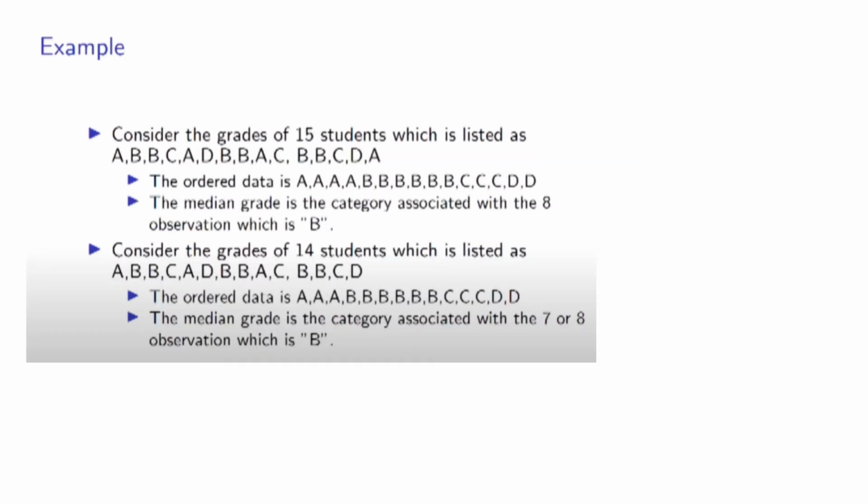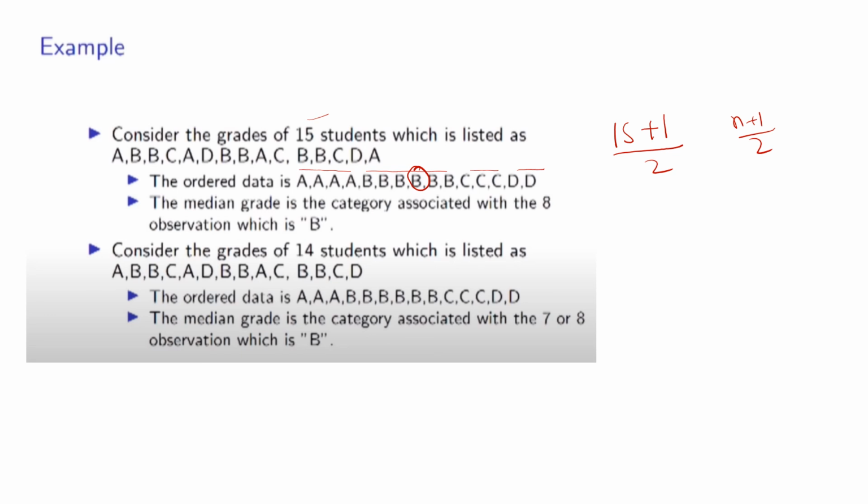Okay, let's come to the next part. Consider the grades of 15 students, which are listed here. The data is put in order: A, then B, then C, then D. The median grade is the category associated with the middle observation, which is B, because there are 15 students. For odd numbers, we get it by n plus 1 divided by 2, which is 8. So it is the 8th observation: 1, 2, 3, 4, 5, 6, 7, 8.